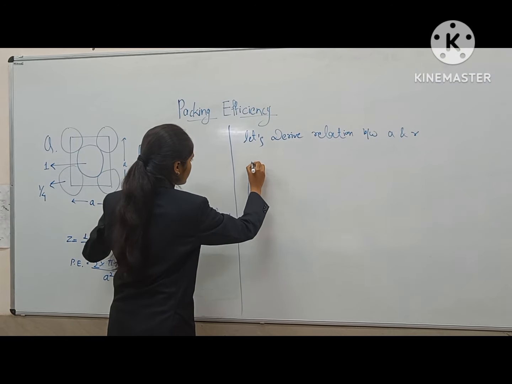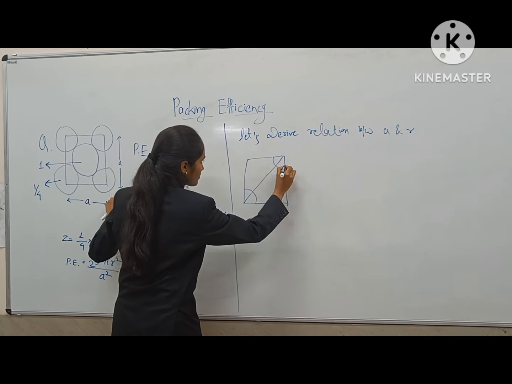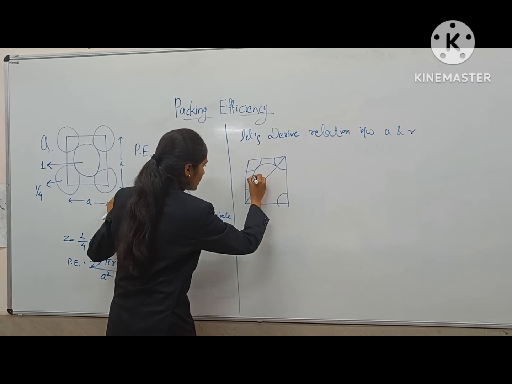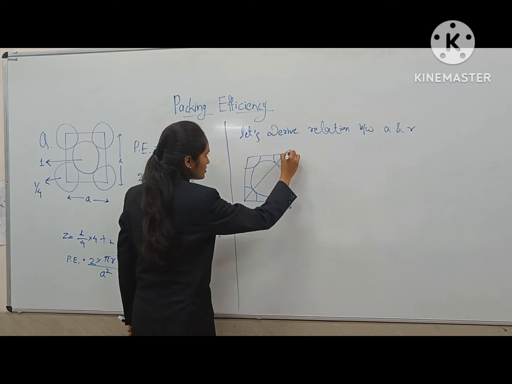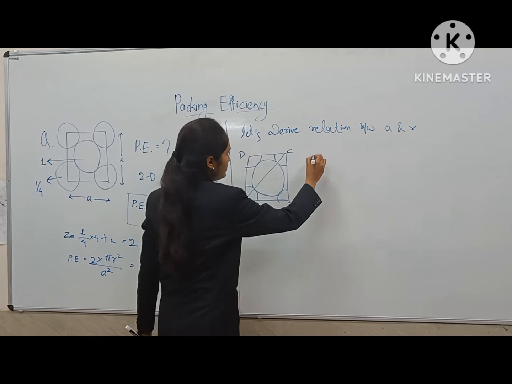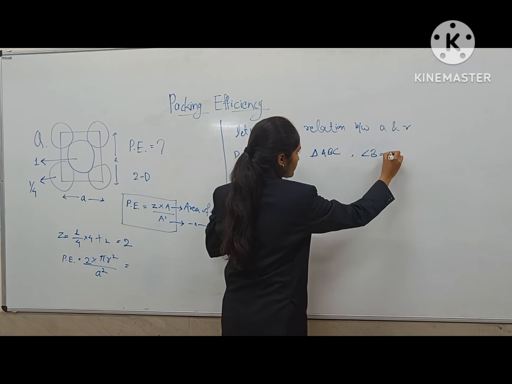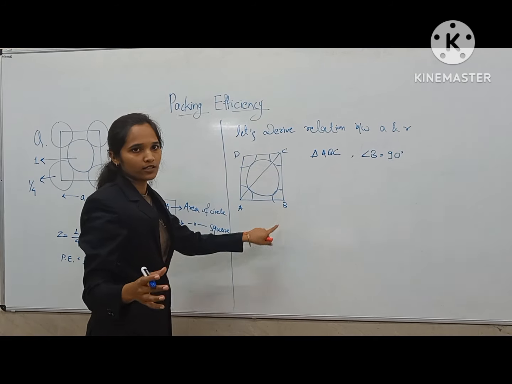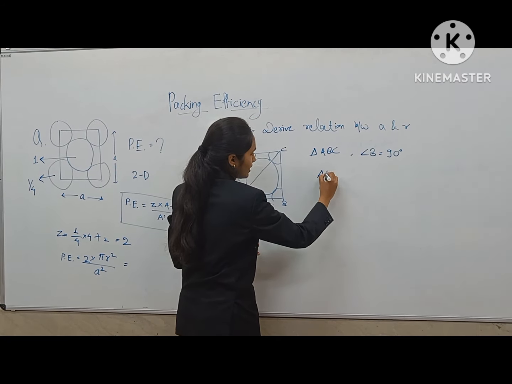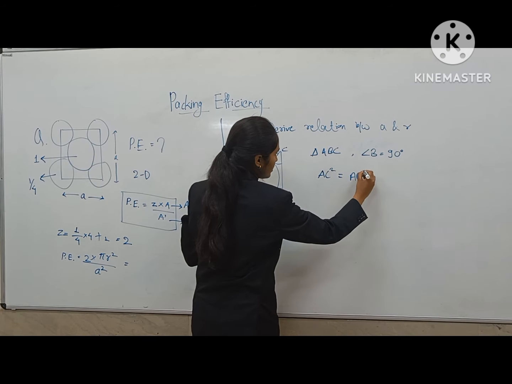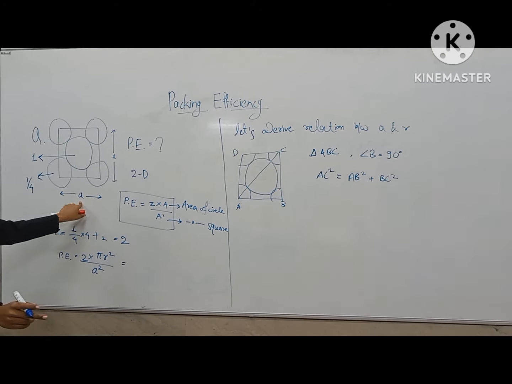Consider this diagram and draw a diagonal. Now name the points A, B, C and so on. From triangle ABC, angle B is 90 degrees, so we can use the Pythagoras theorem to calculate the length of AC. What is the Pythagoras theorem? Hypotenuse square is equal to base square plus perpendicular square. We have already said that this length is a.